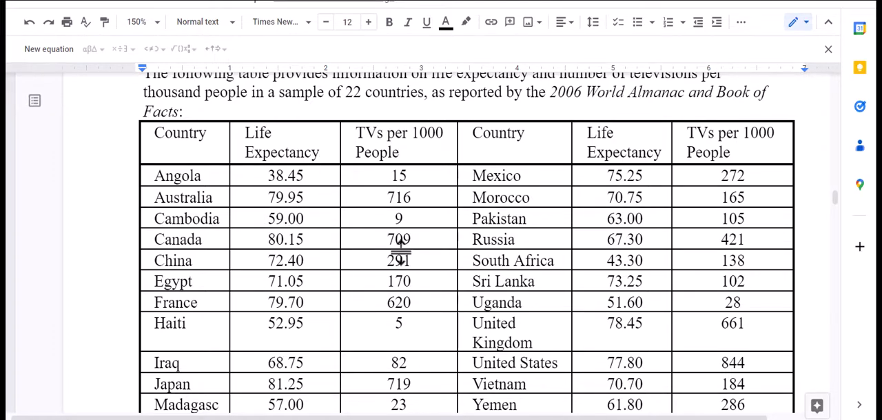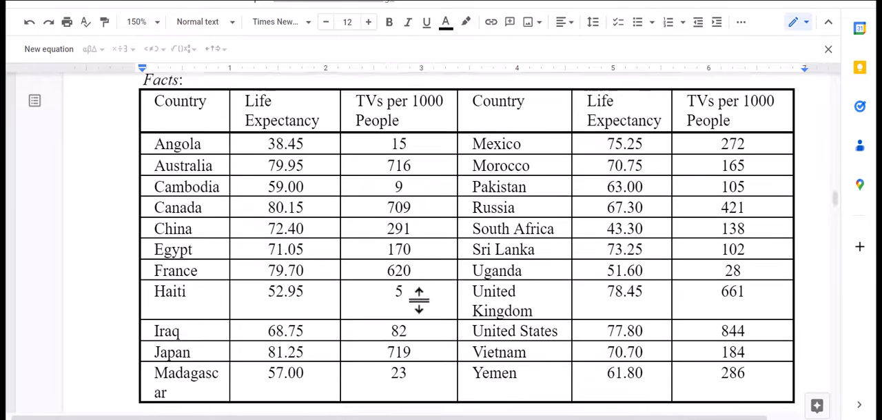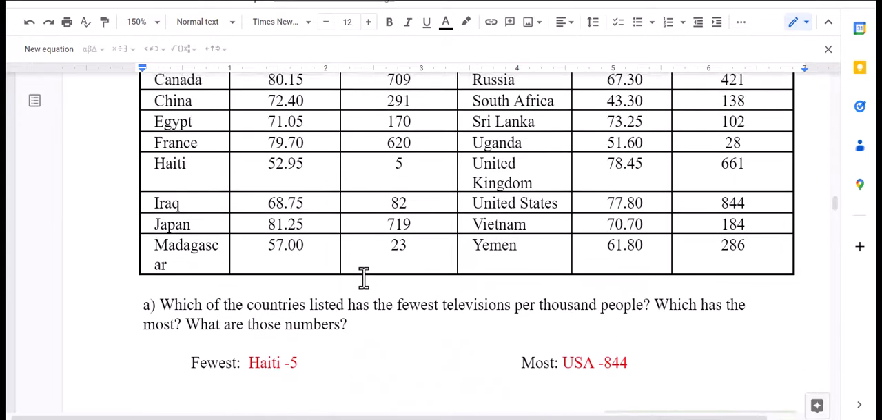Again, these are quantitative variables. And my question was, which of the countries listed has the fewest televisions per thousand and which has the most?